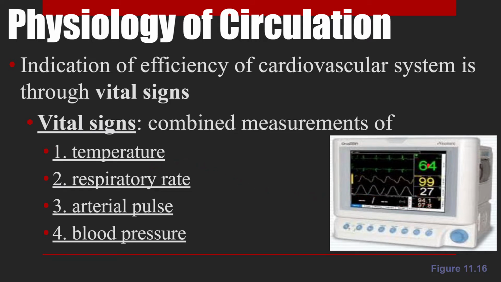Your respiratory rate is shown right there. The arterial pulse would be this number. And your blood pressure is normally shown right here. It's just not on this particular image. And if you're wondering what that 99 is, it's the percent oxygen saturation in your blood. So you want it to be somewhere between like 98 and 100%.